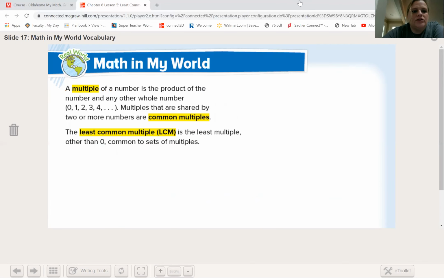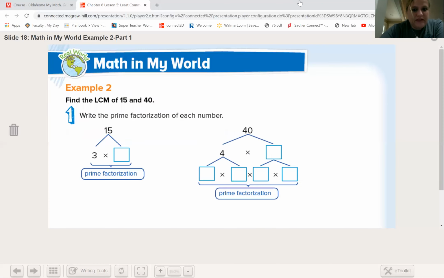Okay, so we've already decided that a multiple is a number that is a product of the number and any other whole number. Multiples that are shared by 2 or more numbers are called common multiples. The least common multiple is the least multiple other than 0 that's common to sets of multiples. Okay, now here's the other way to do it. And you may be thinking to yourself, this looks a whole lot like greatest common factor. Well, it does. You factor the number just like greatest common factor.